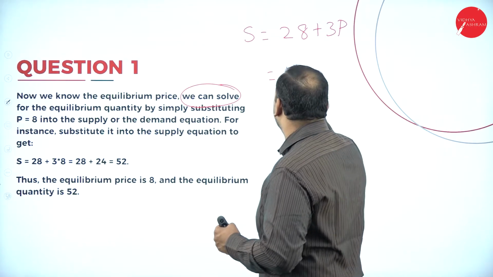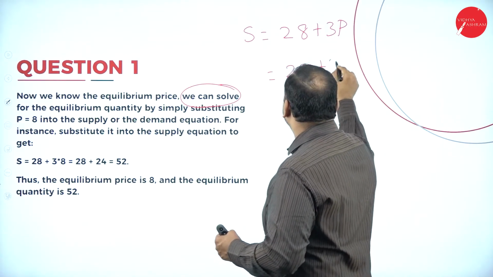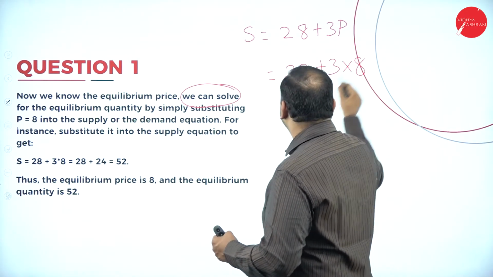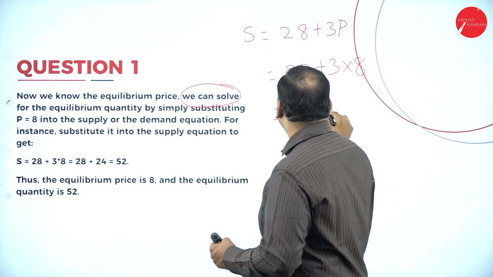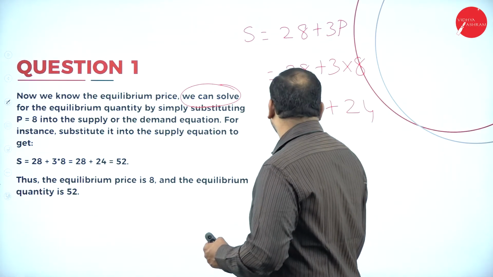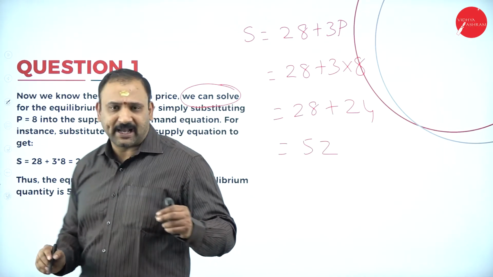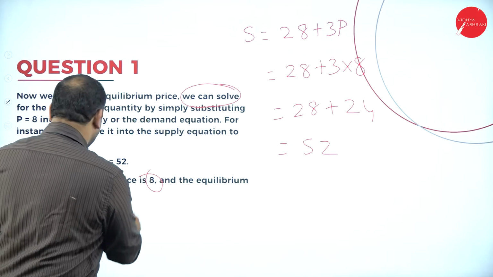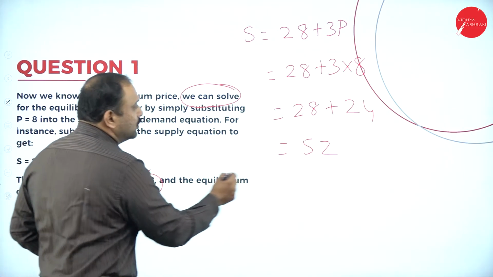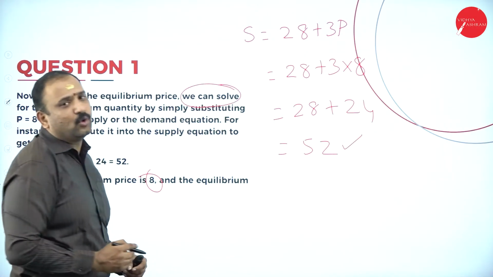So let's start solving here. 28 plus 3 into 8, which is 28 plus 24. So the answer is 52. So when the equilibrium price is 8 rupees, the quantity is 52. So that is what we have been able to achieve here.